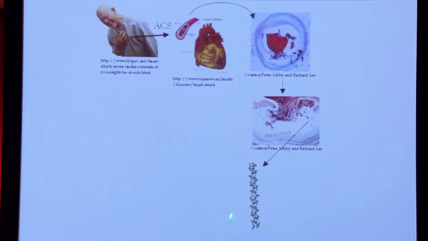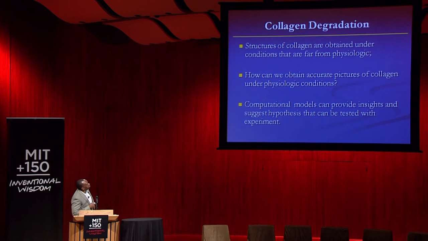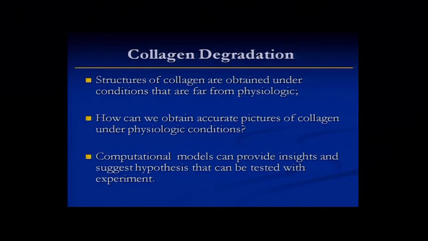So saying that enzymes are able to degrade collagen, at least looking at the structures of collagen as they appear in structural databases, doesn't make sense. It's like a man with a hammer trying to break down the data center. But what happens is that the structures of collagen that we look at in these databases were obtained under conditions that are far from physiologic. So the question is, how can we obtain accurate pictures of this structure under physiologic condition?